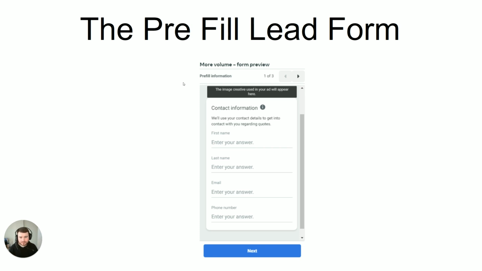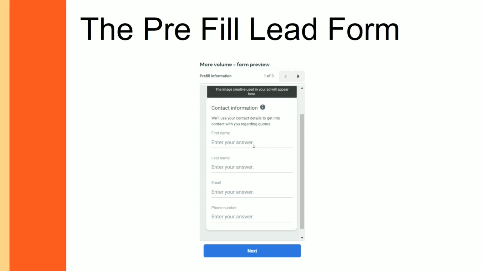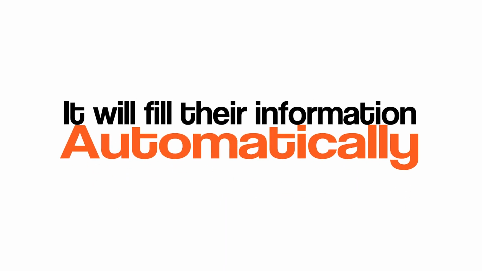So there's three main forms that you need to get an understanding of. And the first is the pre-fill lead form. Now, this does exactly what it says on the tin. It is a pre-fill lead form. So once a person clicks that get quote, learn more, or get offer button on your ad, which is the call to action part, they will be taken to a page along these lines. And this pre-fill lead form will actually fill that information automatically.